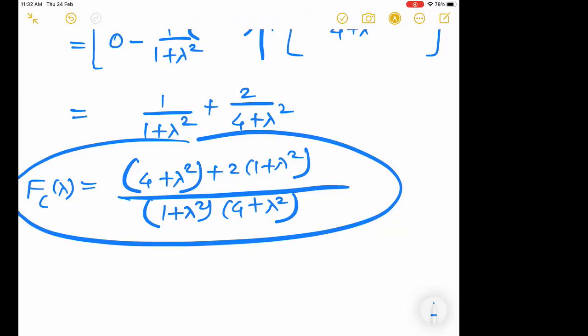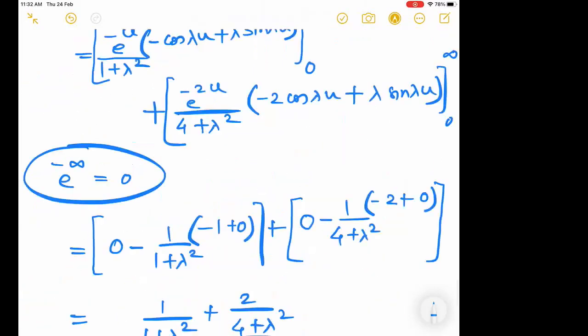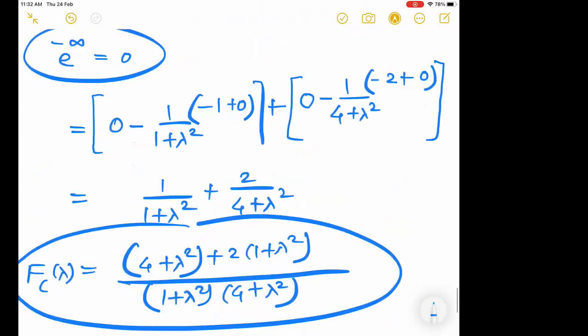Yes, any difficulty, not followed, or any step where you need to calculate once again? Madam, please explain that second last step. This one, substituting the limits, 0 minus.